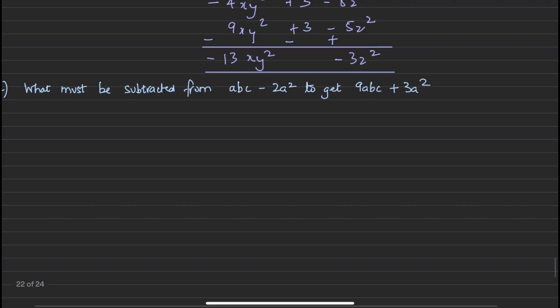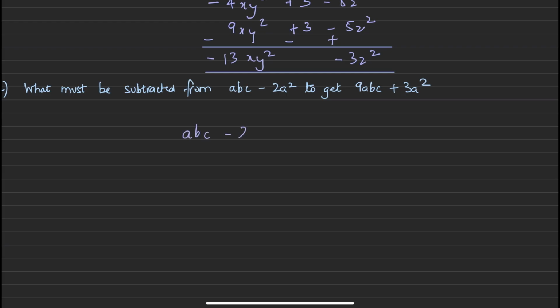Next one. What must be subtracted from this to get this? This is actually easy, see, because we already have this from here. So we will place this first and the second. But if you have to think like in the digit form, what must be subtracted from 10 to get 4? 6, right? So what do we do? 10 minus 4 we will do. So first expression minus second expression. I hope you are understanding what I'm trying to say, guys.